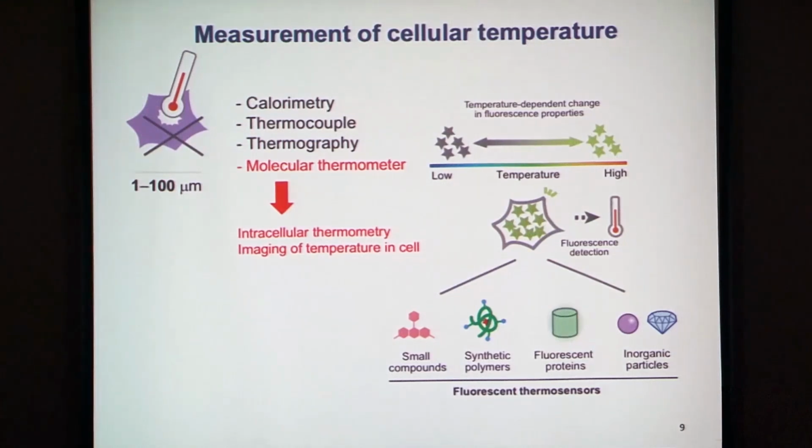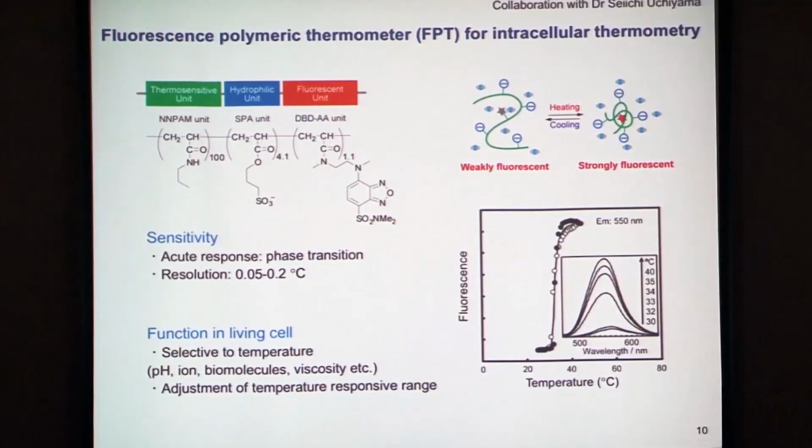So far, various kinds of thermometers have been developed using small compounds, synthetic polymers, GFP, and some inorganic nanomaterials. Among those candidates, we use the fluorescent polymeric thermometer, FPT, because this is one of the most sensitive thermometers applicable for cells. This is the chemical structure of FPT, which comprises polyacrylamide, which has a 20,000 molecular weight, and comprises the amide bond and alkyl chain.